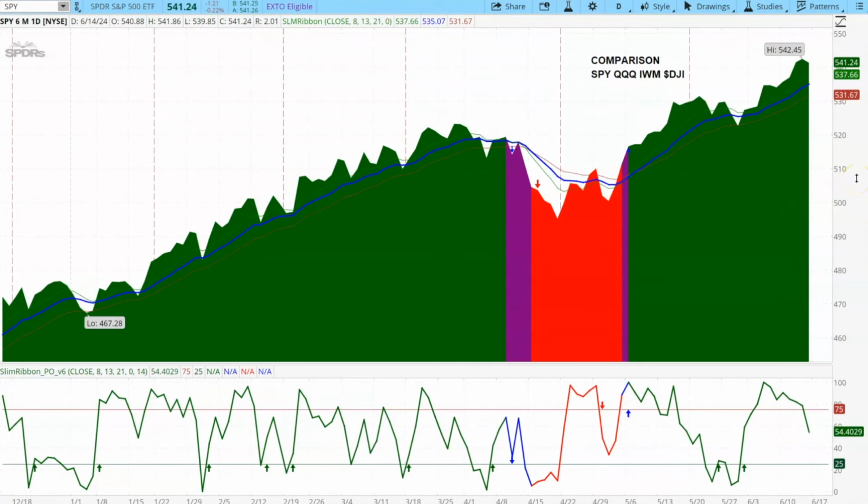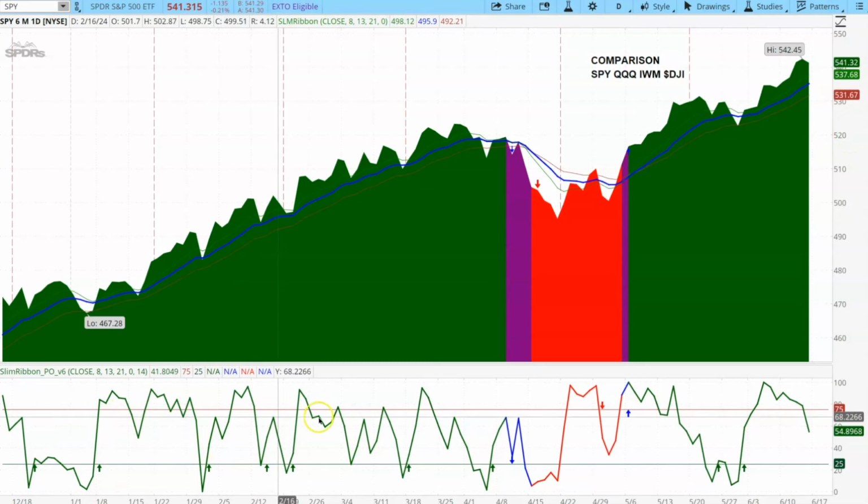This is the SPY on a daily chart, but we're looking at it with the slim ribbon and an area chart on the slim ribbon, with the slim ribbon PO on the bottom. This is a free indicator, the slim ribbon right over here, that you can use on Thinkorswim if you want to do that. You can get the script for that from us. It's also available on some other charting platforms, TradingView, Wealth365, and tastytrade, of course.